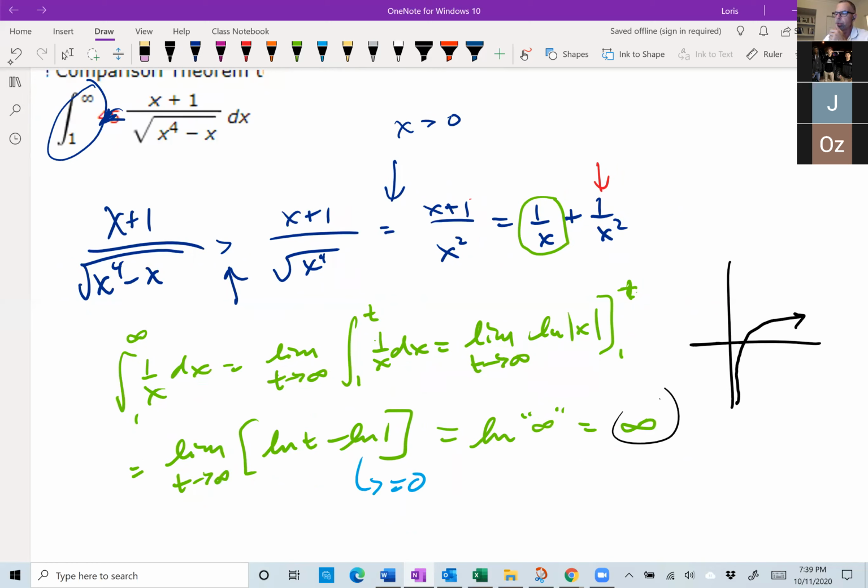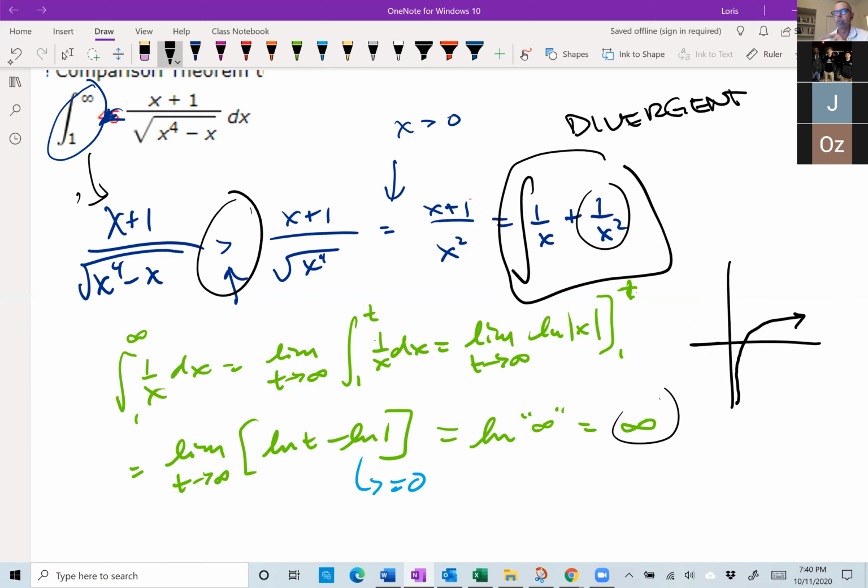So when the one that is smaller, see how it's smaller? When the one that's smaller is divergent, you know, it blows up to infinity, the one that's larger has got to be divergent. So graphically speaking, go ahead.